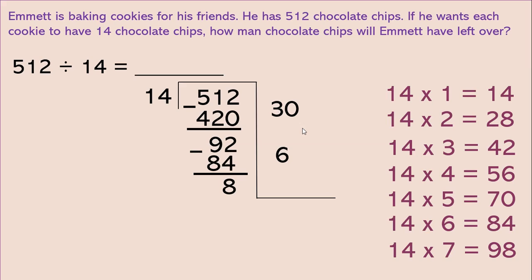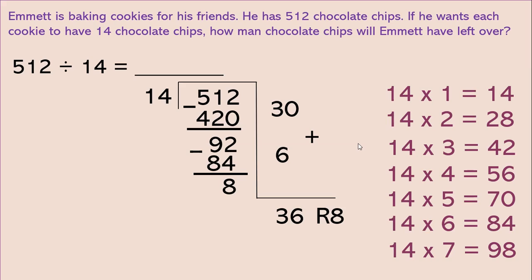Ooh, but Emmett wants to put 14 chocolate chips on each cookie. We only have 8 chocolate chips left over. That means there's not enough to make another cookie. Remember, when the number down here is less than our divisor, we're done dividing, and this is our remainder. So now we can add up all the numbers in the right column to see how many cookies Emmett has made. 30 plus 6 is 36, and don't forget your remainder, 8.